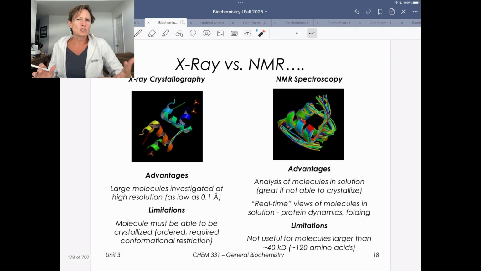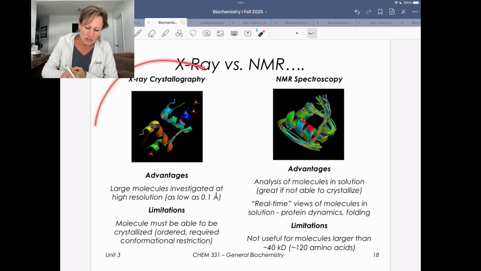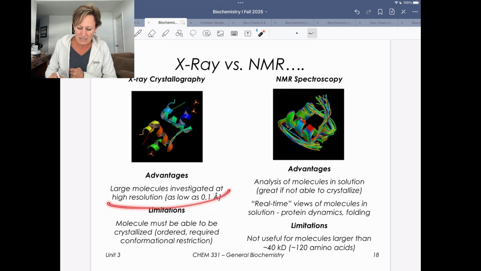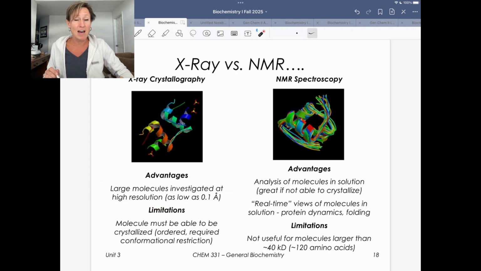Okay, so this is just another slide that has this same information, right? X-ray crystallography, the advantage of it is you can have large molecules that you can investigate at generally very high resolution, particularly if those molecules sit still very well. Whatever the crystal or whatever the structure determination is, it's usually reported with a certain resolution. You'll see some number that has angstroms with it. Now, you can think of that as how much wiggle room do we have for where we think that atom is.